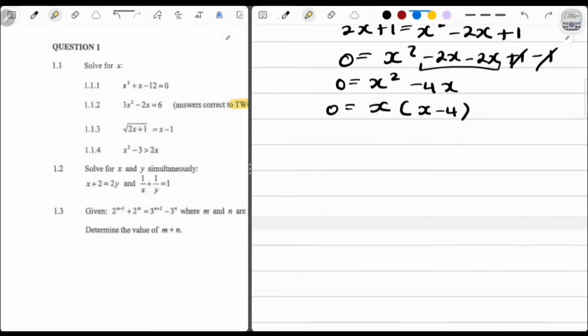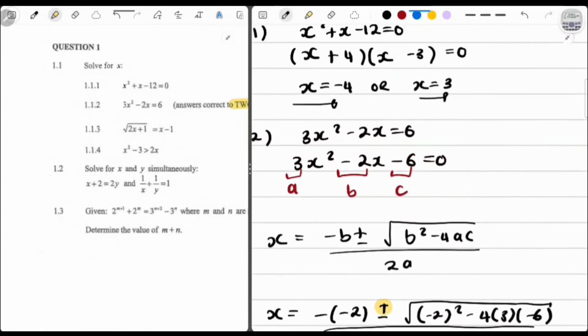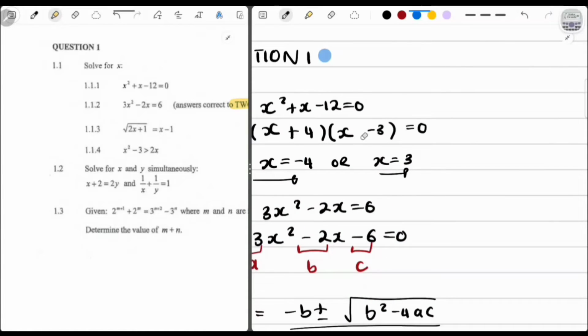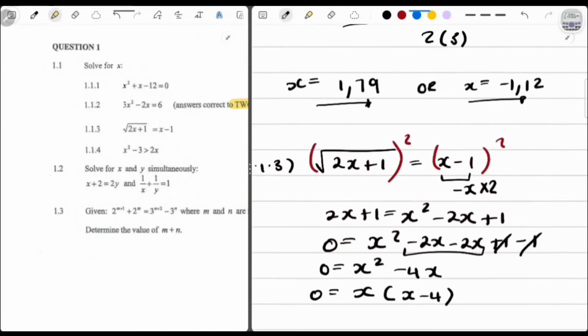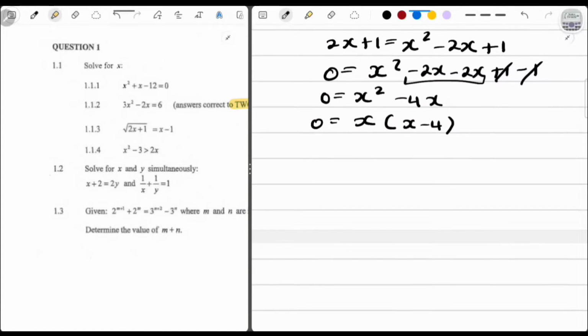Since they are multiplying, it's really just the same thing as when you saw in the first question. You see that these two were multiplying, and so we just made them equal to 0. We said x plus 4 is equal to 0, and this is equal to 0, and that's why we were able to end up with these answers. That's the exact same thing you're going to do here, because these two are multiplying by each other. You're going to equate them to 0.